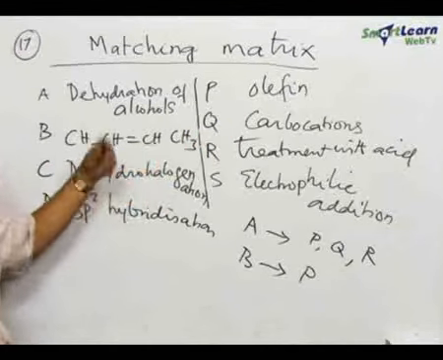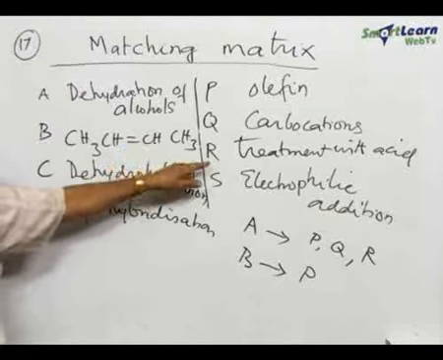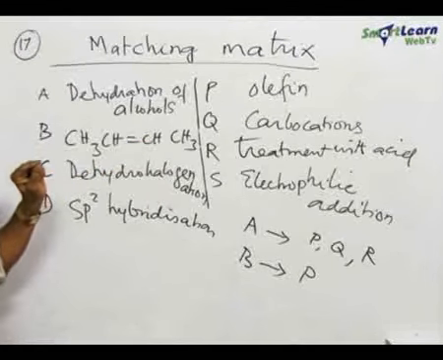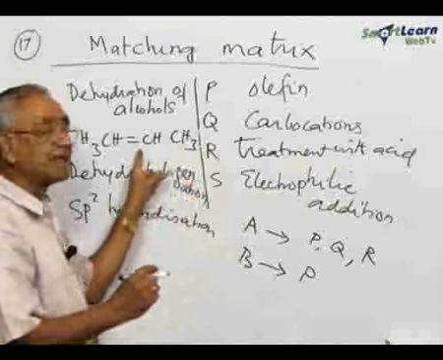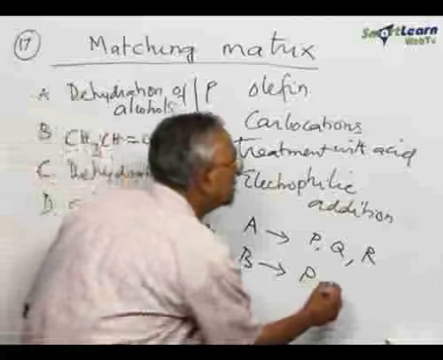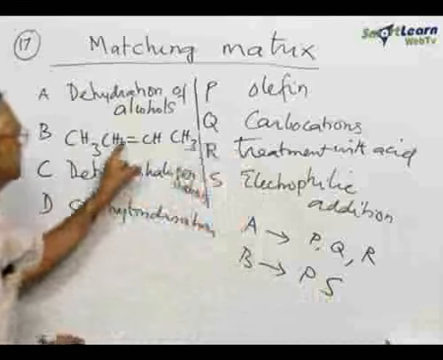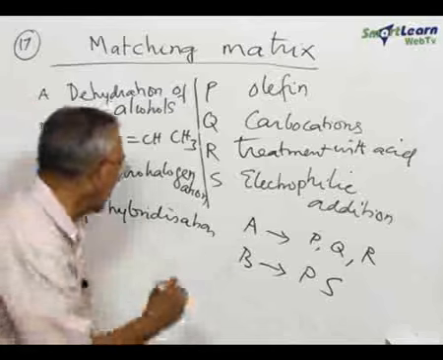Similarly, this can undergo a reaction with acids and all that, but there is no need of treatment with acid. There is nothing like that. Whereas, this compound undergoes an electrophilic addition. This acts as a source of electrons. Electrophiles add on to this. Therefore, S matches with this. So, B matches with P and S.